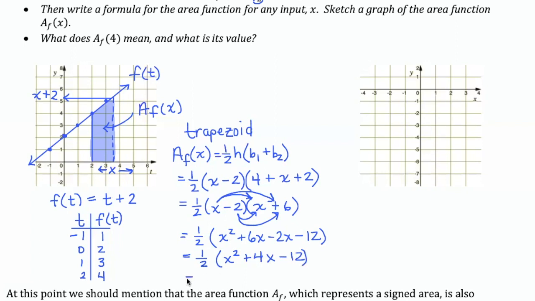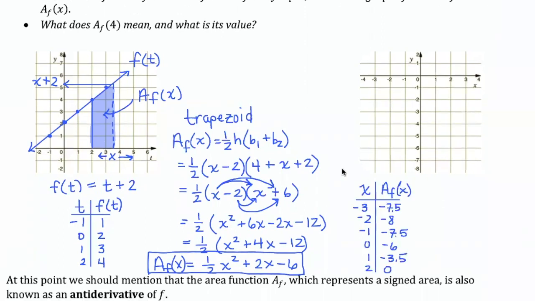And if we distribute the 1/2 through, we'd have 1/2 x squared. Half of 4x is 2x. Half of negative 12 is negative 6. So this is the formula that will generate the value of the area, which is the integral, for any input x. To sketch the graph of this formula, you again should recognize the shape. It's a power of 2, so this is going to be a quadratic. I'm going to just go ahead and make a table of values for this function as well.